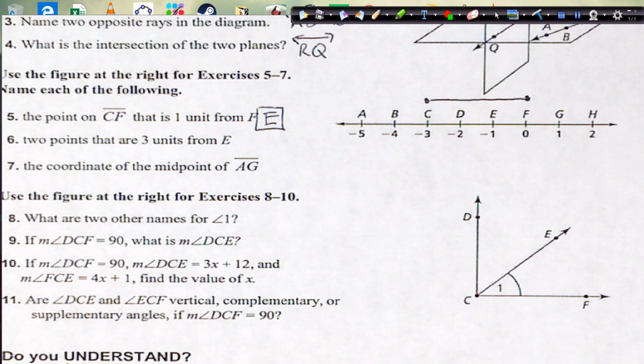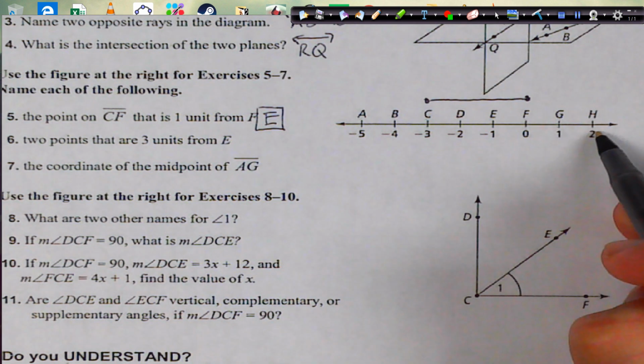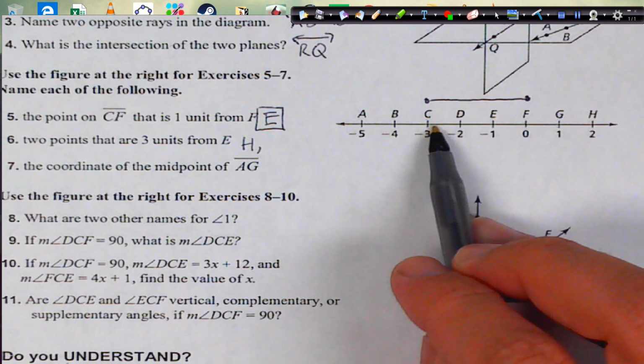Two points that are 3 units away from E: 3 units away, 1, 2, 3, that would be H, and in the other direction, 1, 2, 3, B.